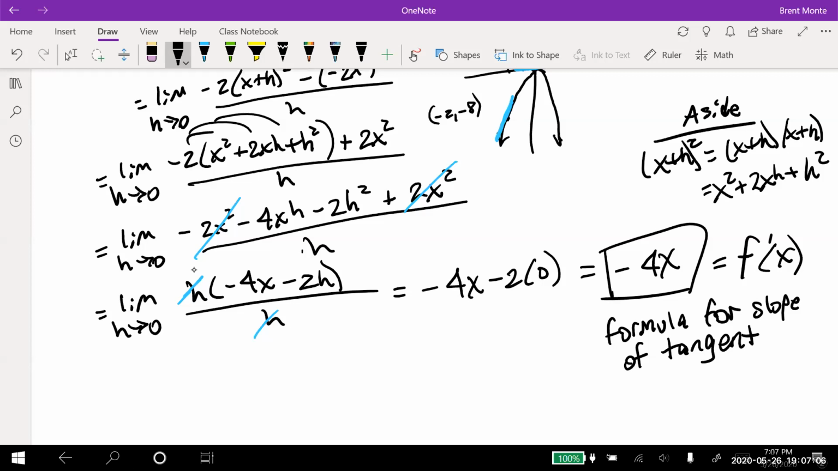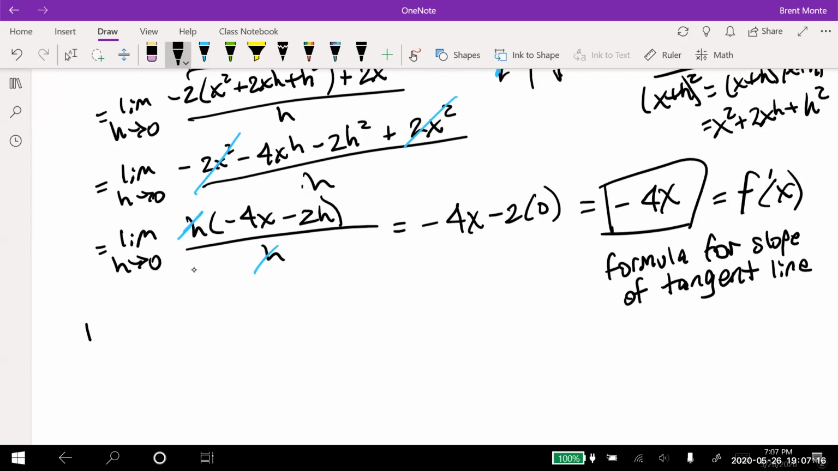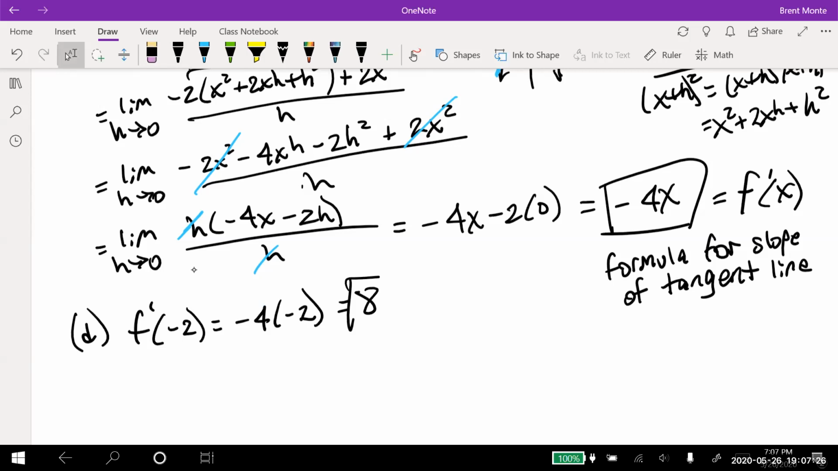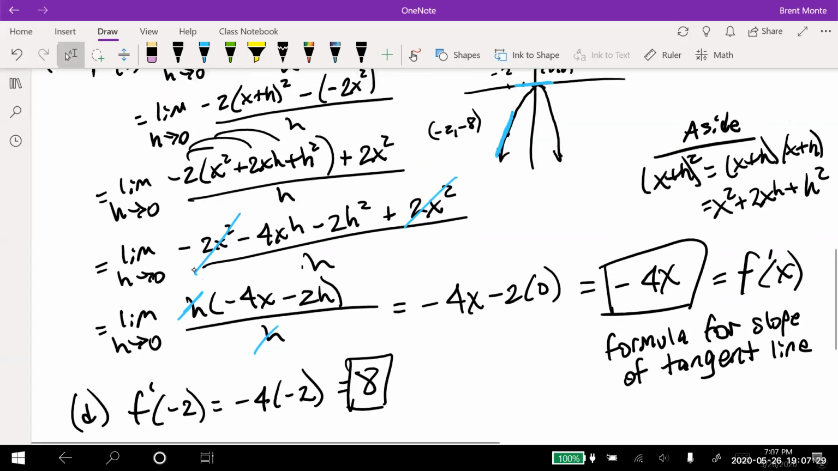Remember when we did that one that was a line itself? There's no x because it didn't change. This one changes depending on what x is. So for instance, if I do part D, which said find f prime of negative 2, I plug it in there. It's negative 4 times negative 2. It's 8. What's this 8? It's the slope of the curve. This slope right here was 8. When x is negative 2, the slope of the tangent line is 8.